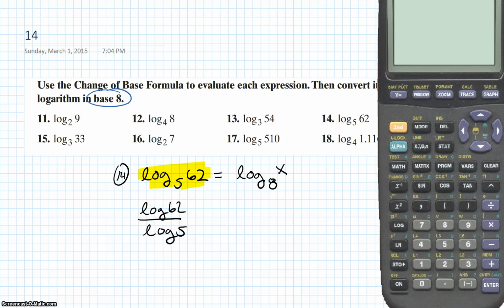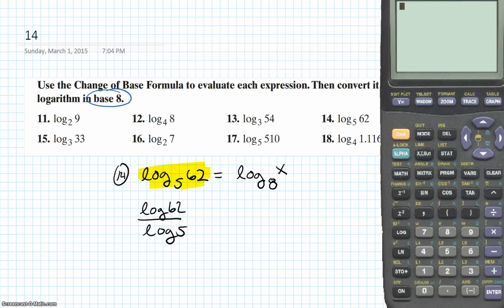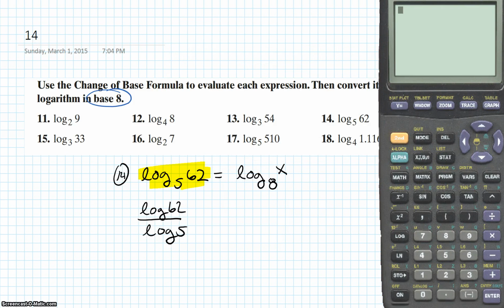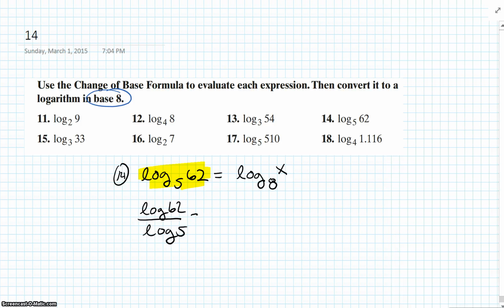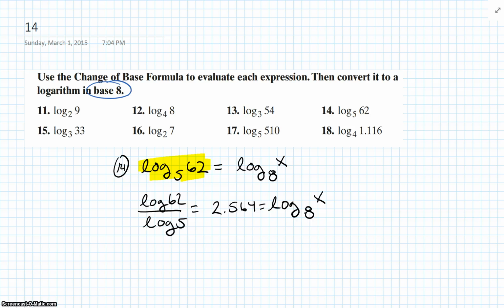So let's get our calculator where we can see it. I'm going to go log of 62, close parentheses, divided by log of 5, close parentheses, 2.564. So that is equal to 2.564, which is equal to the log base 8 of x. So now, if we remember the shortcut to this, we know our base to the opposite power is equal to our x. So 8 to the 2.564 power equals x.